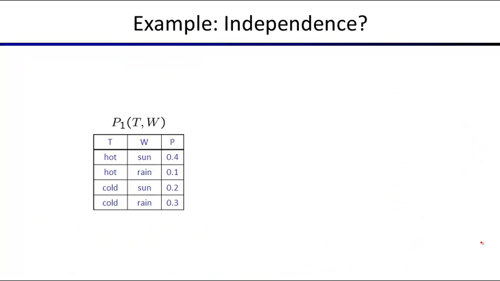So how do we verify independence? Let's say somebody gives you a table, this table here, temperature and weather, and you're asked the question, are T and W independent?